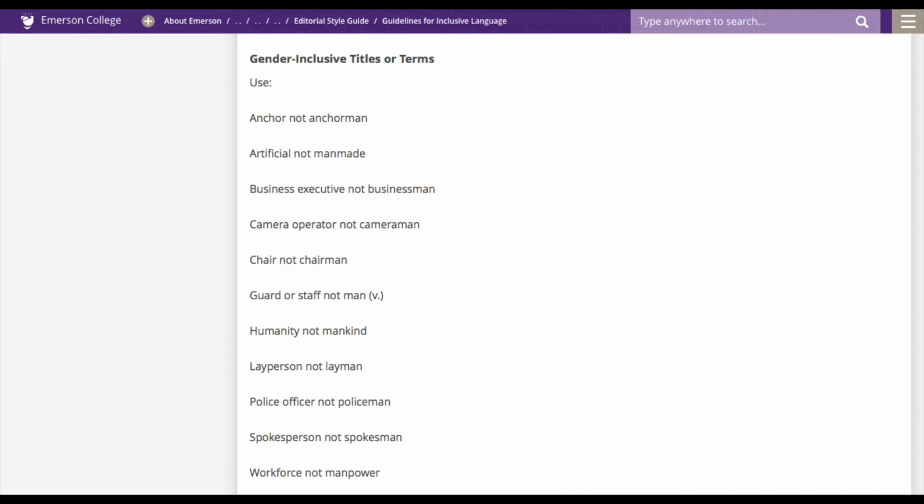Yeah, what about gender-inclusive titles or terms? Use anchor, not anchorman. Artificial, not man-made. Fucking hell. Business executive, not businessman. Camera operator, not cameraman. Fuck me, this is so ridiculous.